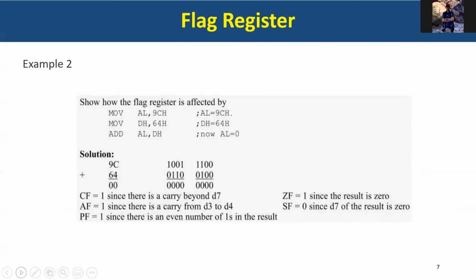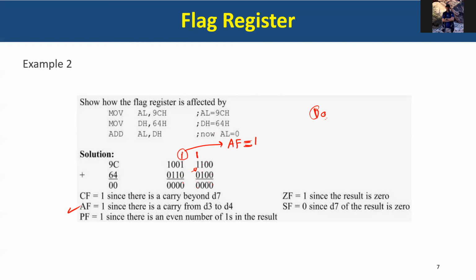We're adding 9C to 64. Let's check. 0 plus 0 is 0. 0 plus 0 is 0. 1 plus 1 is 2, which is 0 with a carry of 1. 1 plus 1 is 2 again, which is 0, and we have a carry of 1. So from the 3rd bit, we have a carry, so the auxiliary flag is 1. Let's check that. Yes, it's 1.